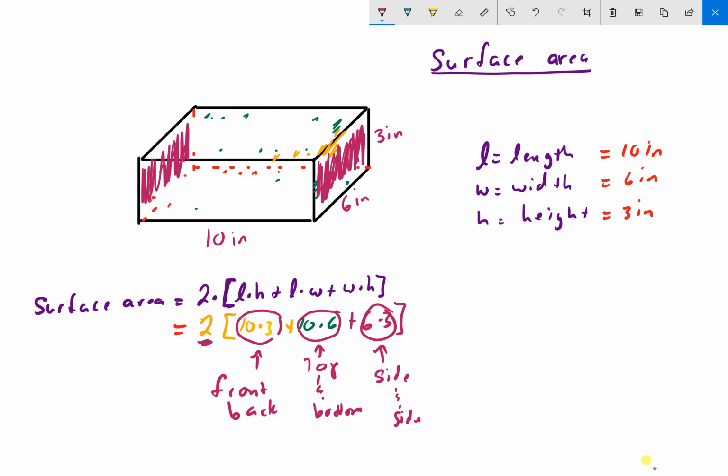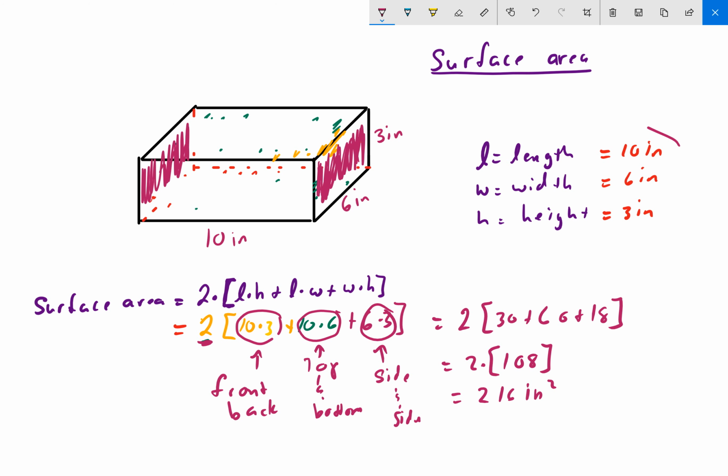So now when I do this, I get 2 times, that's going to be 10 times 3 is 30, plus 10 times 6 is 60, plus 6 times 3 is 18. So 30 and 60 is 90, plus 18 is 108. And so I get 2 times 108, which is 216 square inches. And that's it.